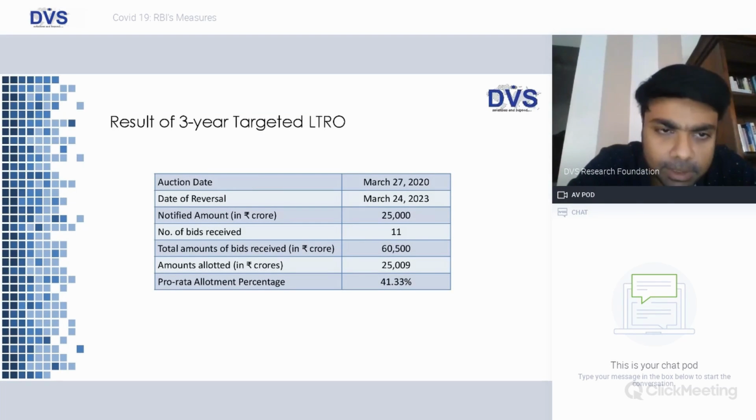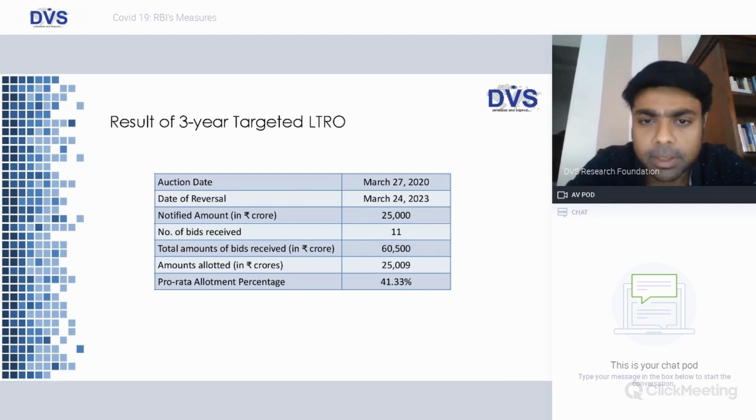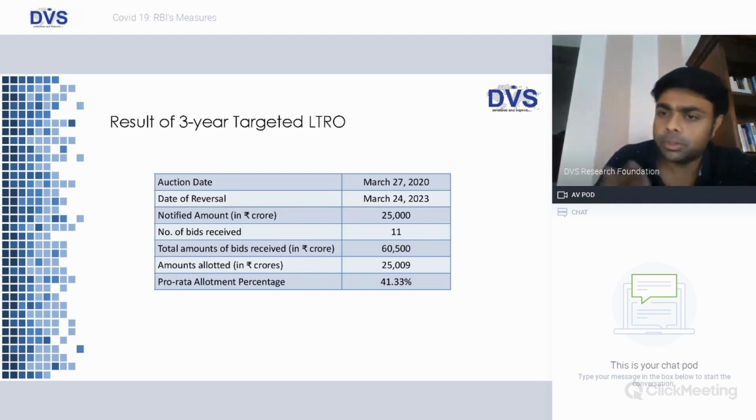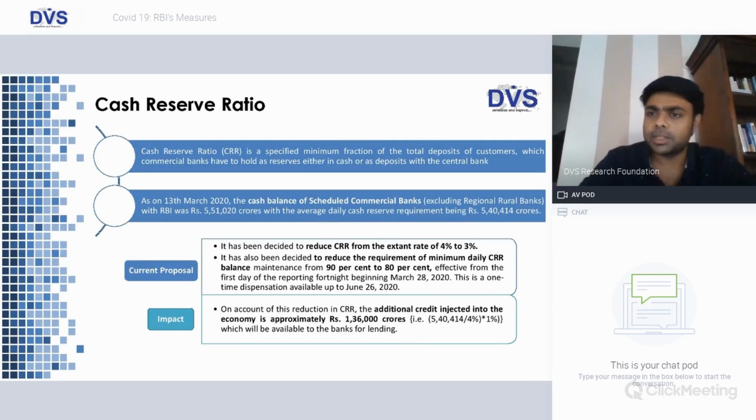So what is the expectation from this 3-year targeted LTRO? This is what happened on 27th of March as our RBI governor was making this announcement. He said on 27th of March we would be doing an auction. He auctioned 25,000 crores worth of 3-year paper, and the total bids received were to the tune of 60,500 crores, which clearly shows the demand in the market. The amount allotted was 25,009 crores, so the allotment ratio is about 41%. He received bids to the tune of 2.5 times, which is definitely healthy.